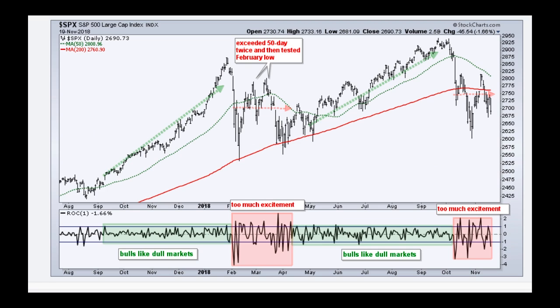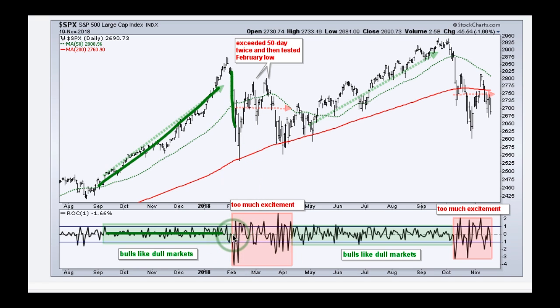So the bulls like dull markets, all right? We like a nice, stable, steady, consistent uptrend. And of course, you can see that that's what we got here in September 2017 up until January 2018. And if you look at the one-day rate of change, it got above 1% and below minus 1% a couple times, but it was pretty steady. The moves were not that big. And then we had that big decline in February, and that kind of shook things up.